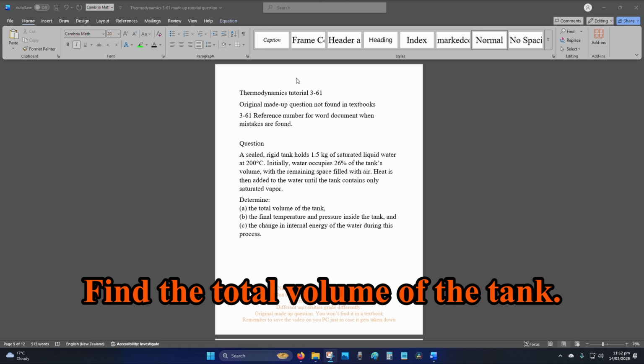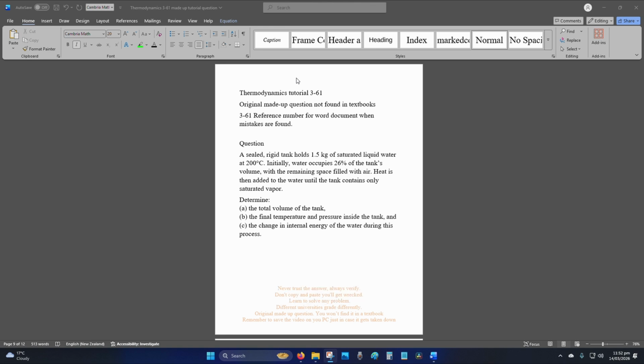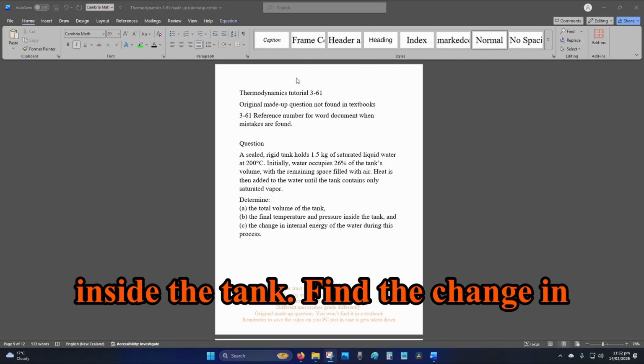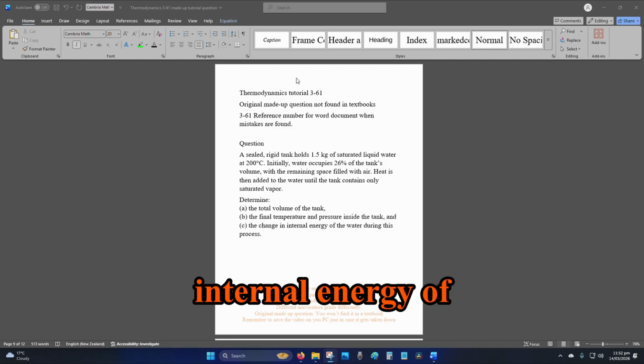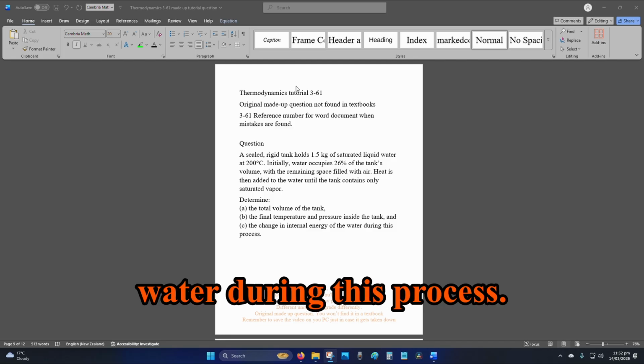Find the total volume of the tank. Find the final temperature and pressure inside the tank. Find the change in internal energy of water during this process.